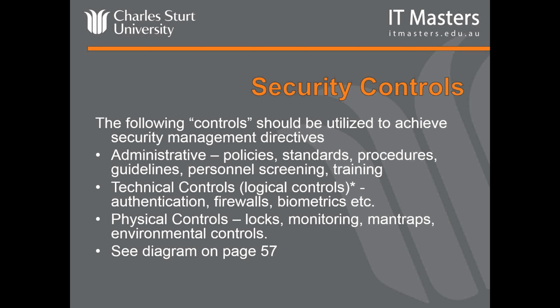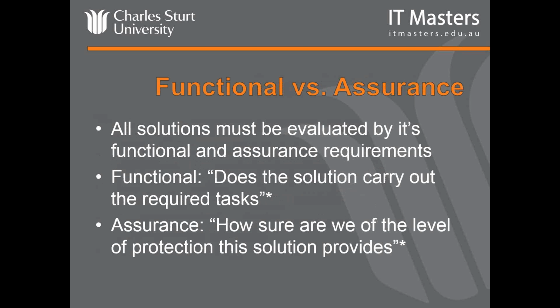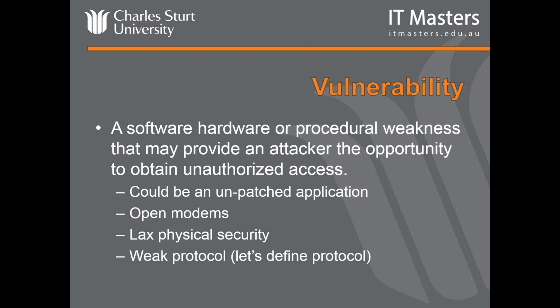So security controls: we have administrative, technical, physical, and whatever else controls, and we need to think about how they work within our organization. We have functional controls, evaluating functional assurance requirements. Do they actually do the required tasks, or do we have enough protection to think about? And let's go through some terms.